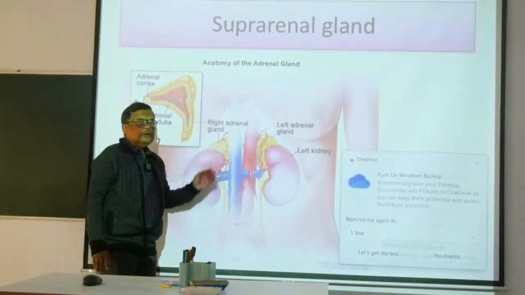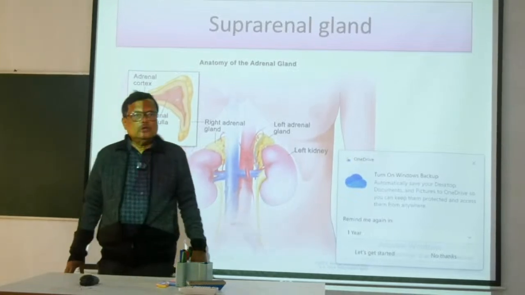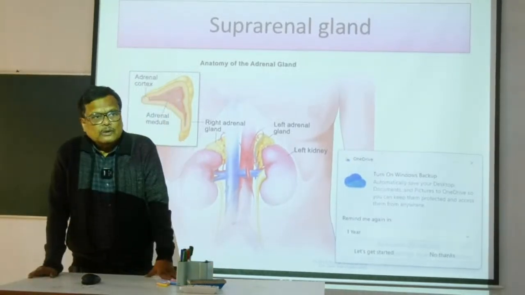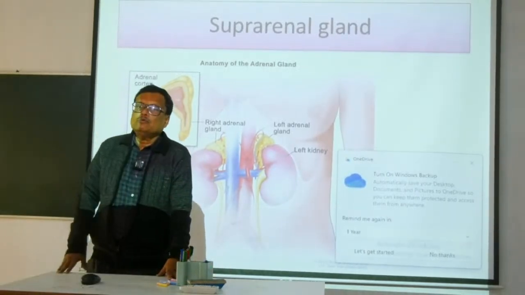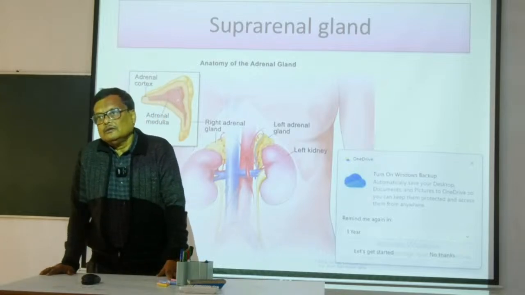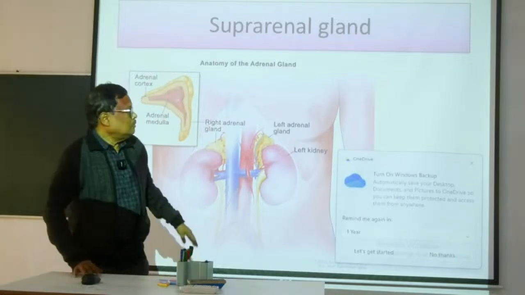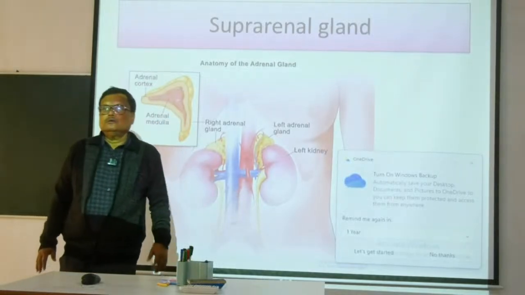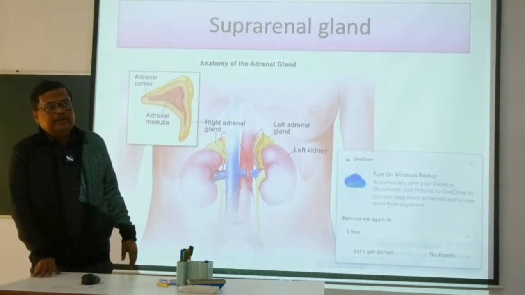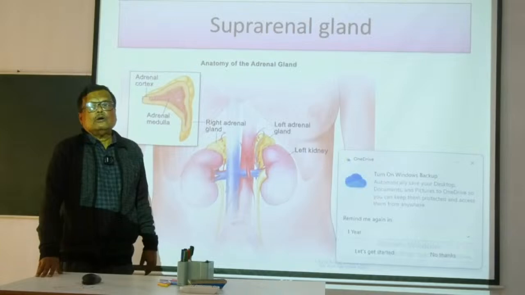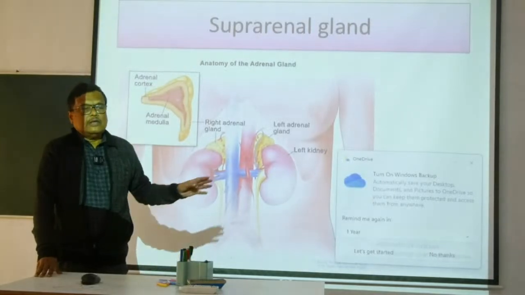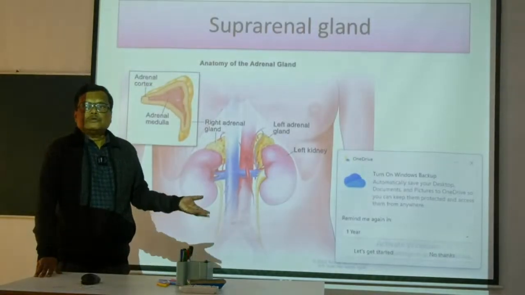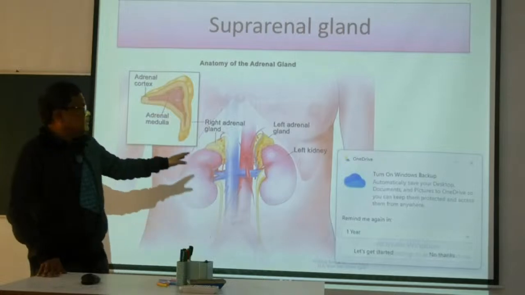There are two in number, very vital organs. If both the adrenal glands are removed and we don't give hormones from the outside, the person will die. So adrenal failure is very common in certain situations. If you don't immediately give the steroid from outside, the adrenal hormones, the patient will die. So important is the adrenal gland.